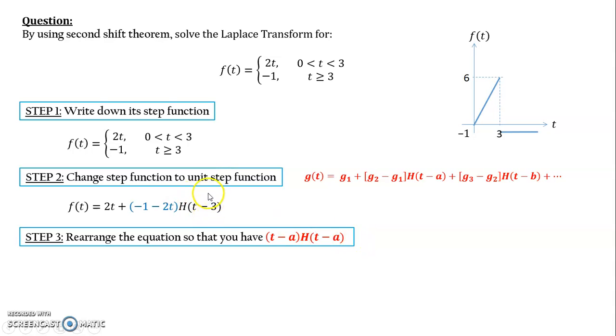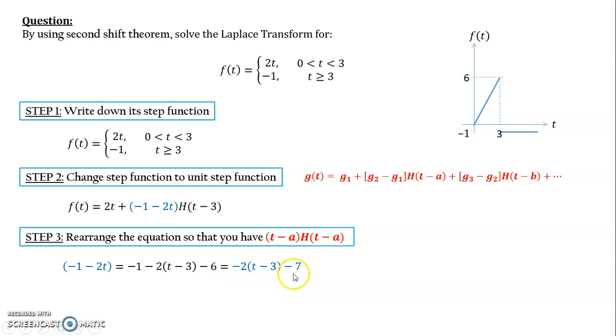So from here you have t minus 3, but here you don't have t minus 3, so you need to rearrange this equation. Okay, so you have negative 1 minus 2t. So what you can do, this t you change with t minus 3. So negative 1, negative 2 multiply with t minus 3. Okay, so in order to cancel it back, you need to minus 6. Okay, and then negative 1 and negative 6, you get negative 7. So finally what you have, negative 2 times (t minus 3) minus 7.